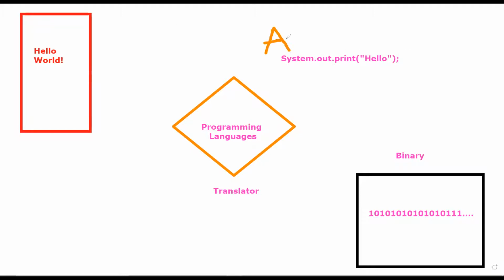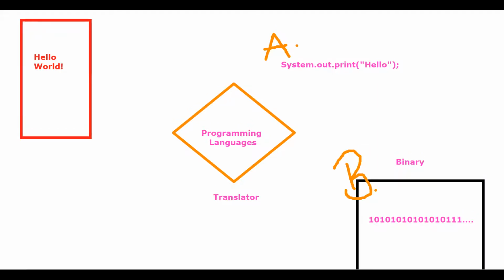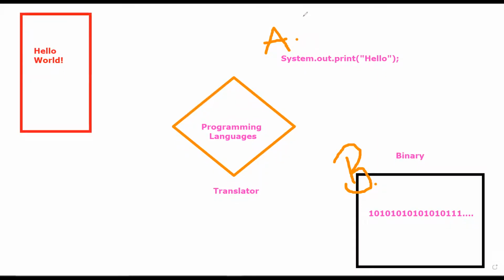System.out.print hello, that's A, or B, that's binary, maybe hundreds of these ones and zeros. What do you think? Right. A, because something in system.out.println will be quite easier to understand, quite easier to learn, and definitely it's going to save a lot of your time.